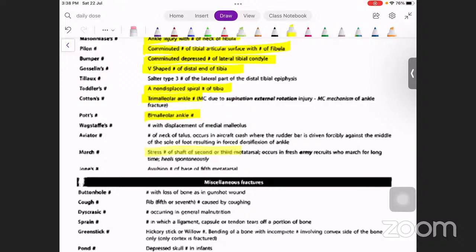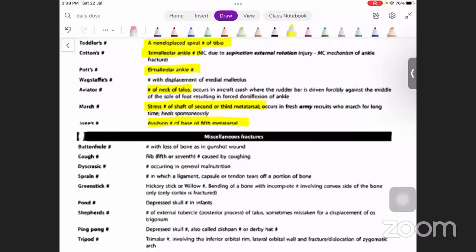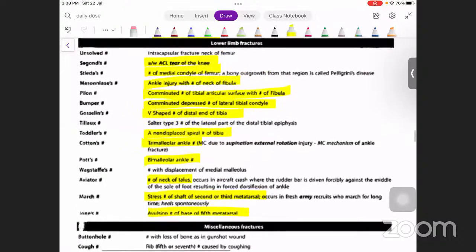And the shaft of the second and third metatarsal is your March fracture. Fracture of the neck of talus is your aviator fracture. And a fracture on the base of the fifth metatarsal is Jones fracture. Okay, so sorry, Jones fracture, March fracture, Cotton fracture, and you have pilon fracture and bumper fracture, which are pretty important.